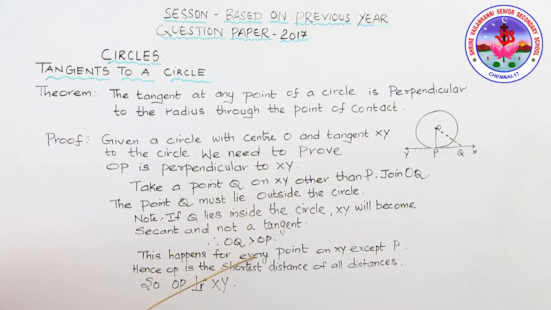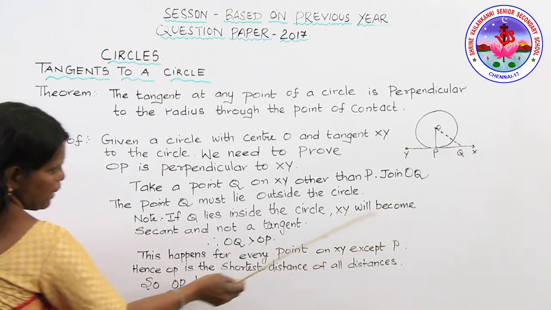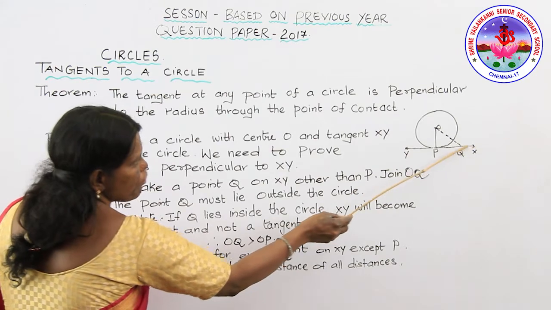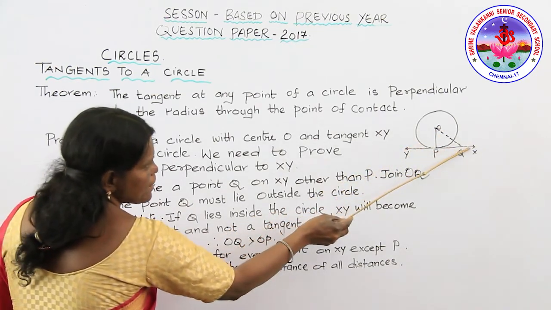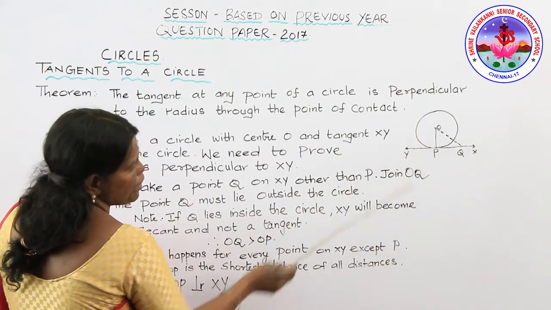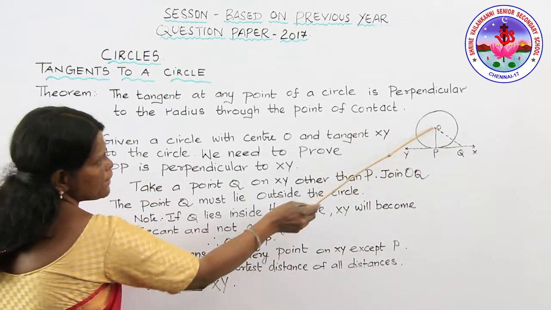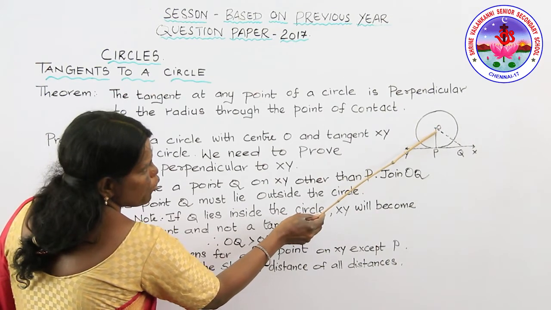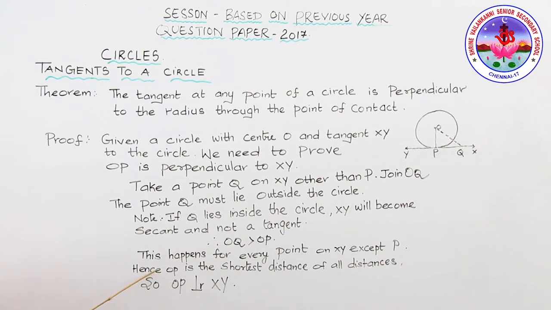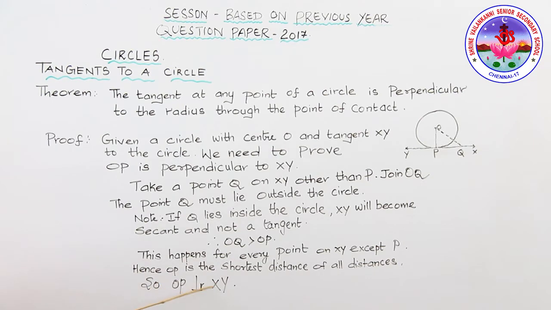This happens for every point you mark on your XY, except your point P. So, I can say that if you take any point on the tangent line, which lies outside the circle, those distances will be greater than the distance OP. From this I can say that OP is the shortest distance when compared to other distances. Hence OP forms the perpendicular to my tangent XY. Here I am writing, OP is the shortest of all the distances, so OP is perpendicular to XY.